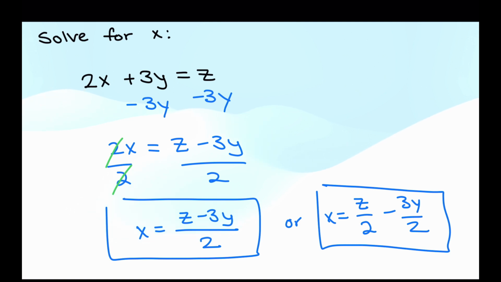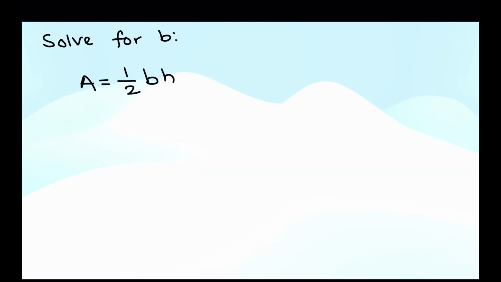The other way you can write your answer, I have to the right on the screen. When you are dividing by 2, technically you want to divide both of those terms by 2. So you could write the answer as x equals z over 2 minus 3y divided by 2. These two answers are equivalent. They mean the exact same thing, and you can express your answer in either form. All right, let's take a look at another example.